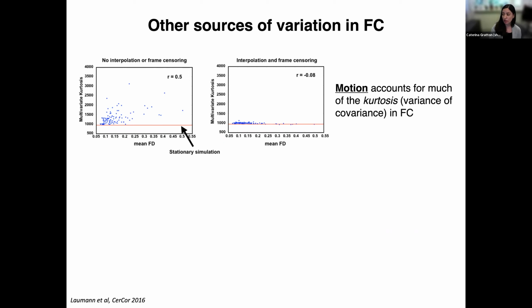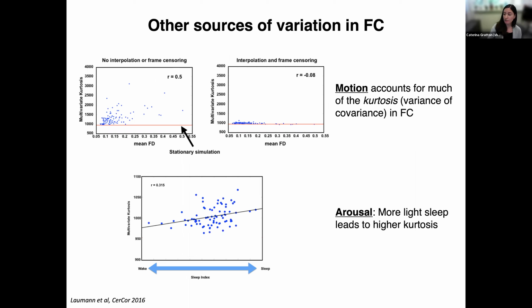Note that Tim didn't look directly at respiration-related effects of the BOLD signal here, but respiration, especially related to transient deep breaths, may also induce transient patterns in functional connectivity that can inflate dynamic characteristics. Moreover, the relatively small amount of remaining variation, note the change in scale here, was shown in this data set to be related to arousal levels across different scans, such that having lighter sleep led to having higher kurtosis. And so this suggests that other forms of states, such as sleepiness inside the scanner, can also contribute to dynamic functional connectivity measurements.